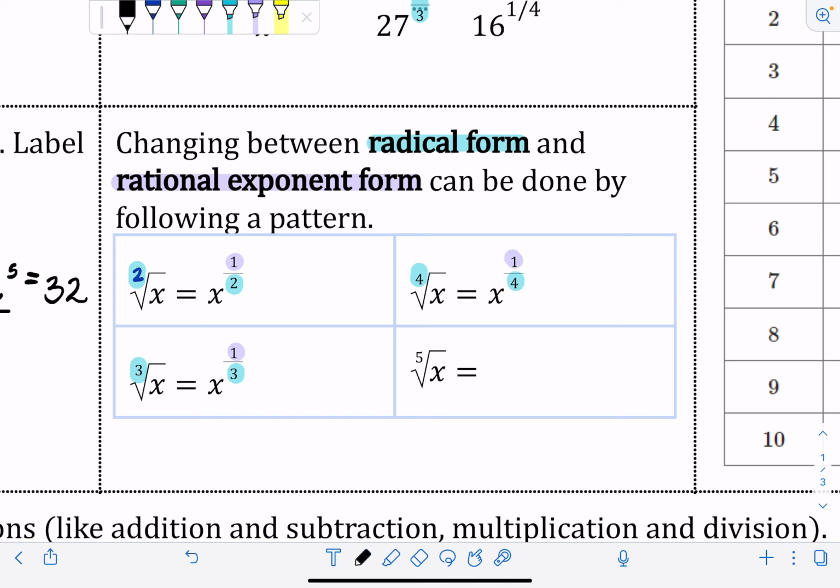So we can use that pattern to put the 5th root of x into rational exponent form. And notice that the base stays the same, so x, x, x, x, and so on. So it's going to be x, and my index is 5, so that's going to go in the denominator, and then 1 in the numerator, so x to the 1/5 power.